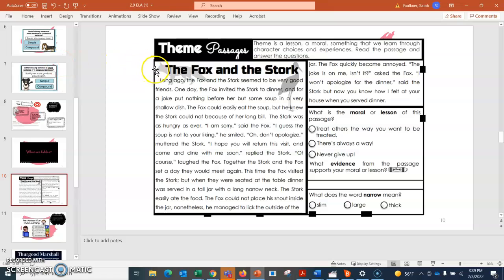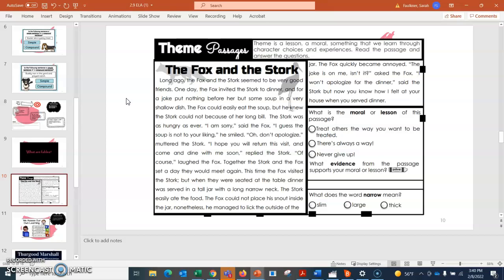So the next thing that we're going to read is The Fox and the Stork. Long ago, the fox and the stork seemed to be very good friends. One day, the fox invited the stork to dinner, and for a joke, put nothing before her but some soup in a very shallow dish. The fox could easily eat the soup, but he knew the stork could not because of her long bill. The stork was as hungry as ever.